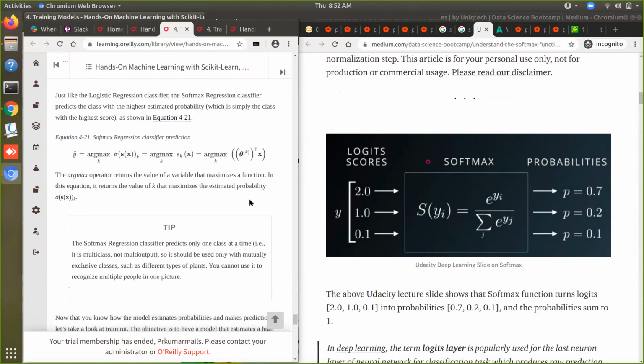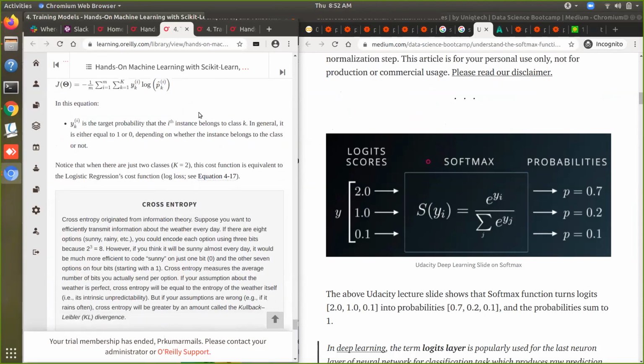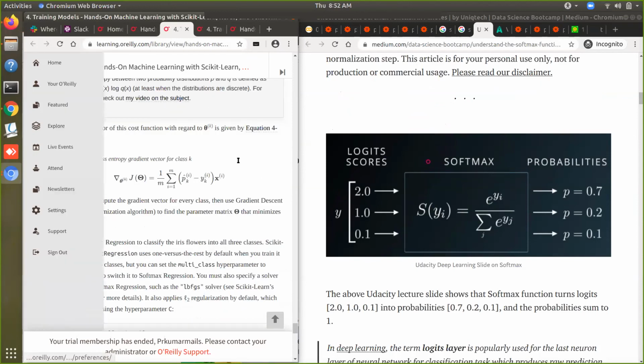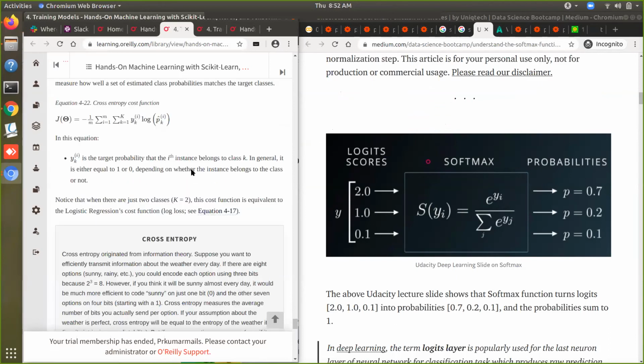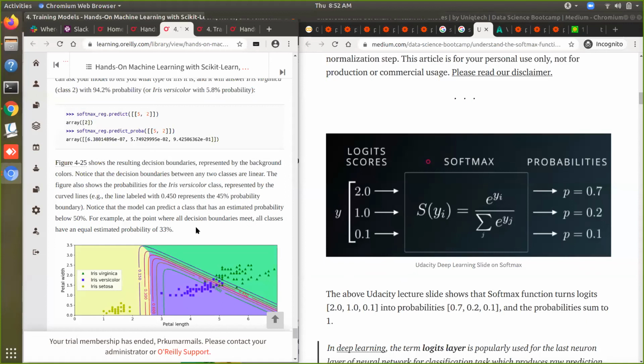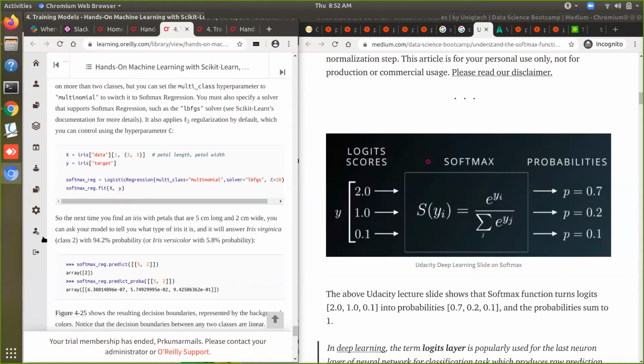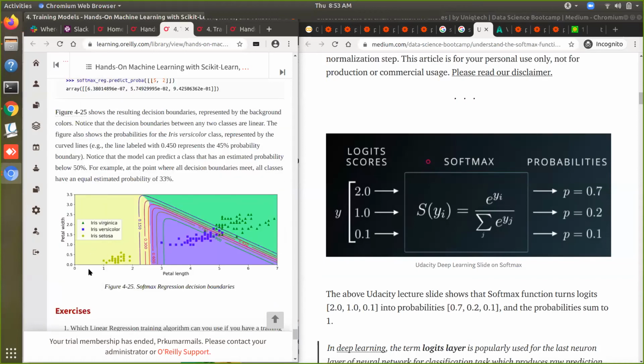Then the next one is the corresponding cost function and the corresponding gradient vector for this. So when we're doing the multinomial, earlier we have seen the decision boundaries, and in this case we are having 3 classes. So we'll be having 3 classifiers. For the 3 classifiers for the iris virginica flower, we can see the petal length versus petal width. This is line 1, this is line 2, and this is line 3. We are getting different thresholds.